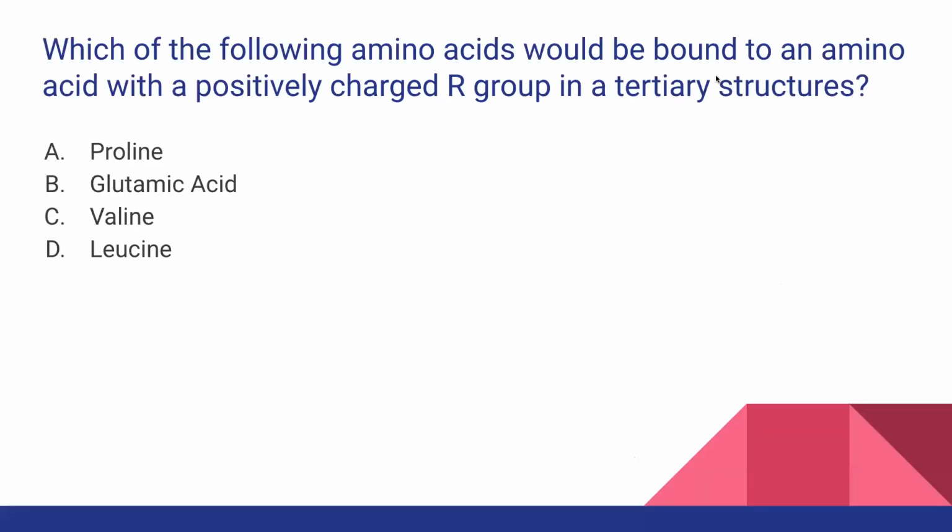Okay, so question for you guys. Which of the following amino acids could be bound to an amino acid with a positively charged R group in a tertiary structure? Anybody? I'll call on people. Glutamic acid. Glutamic acid. What else?